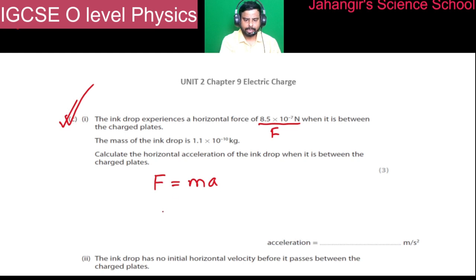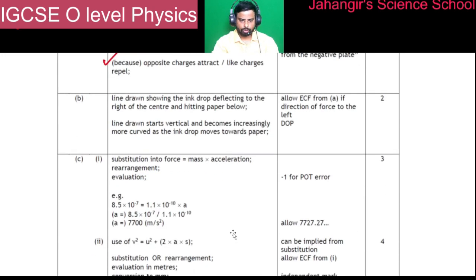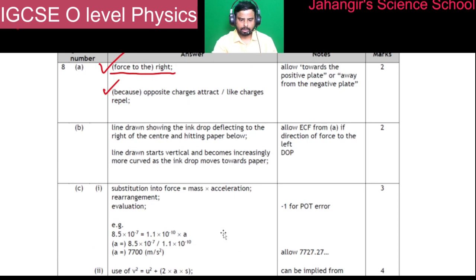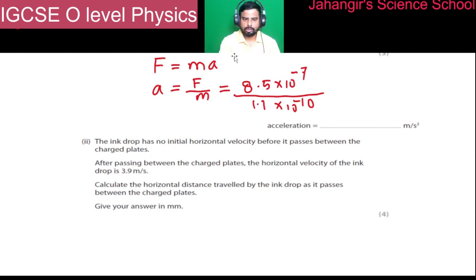M is the mass, a is the acceleration. We have to find out the acceleration, so force divided by mass. So force here is 8.5 × 10^-7 divided by mass 1.1 × 10^-10. After calculation we get acceleration, which will be 7,700 meter per second squared.